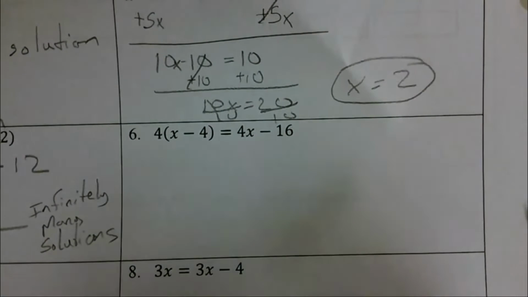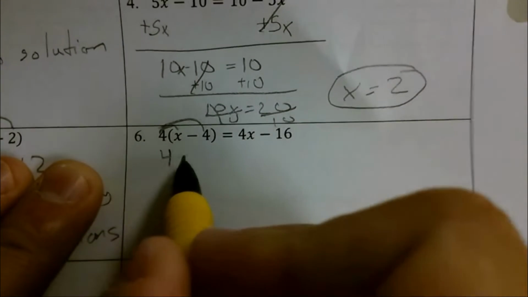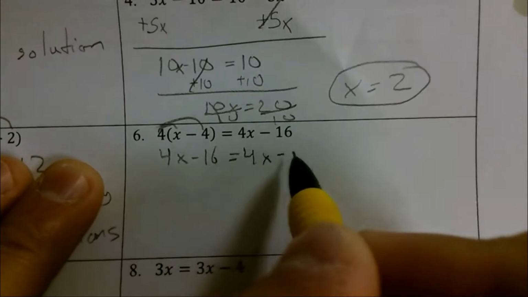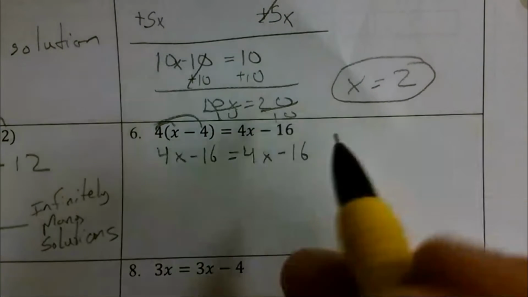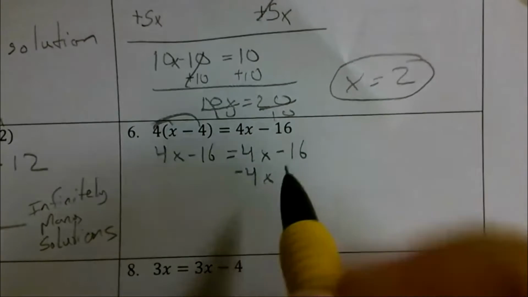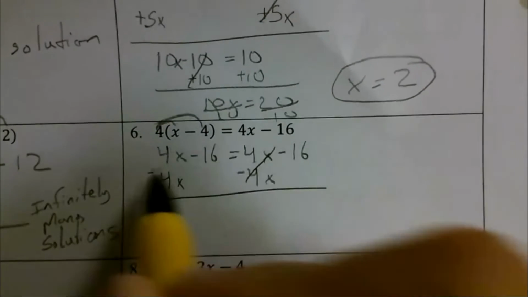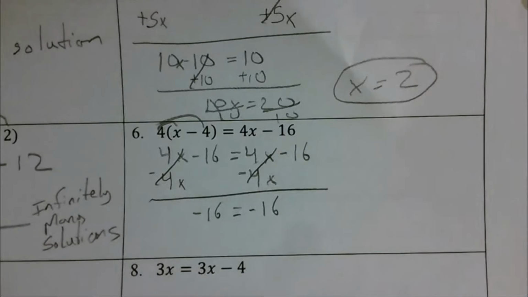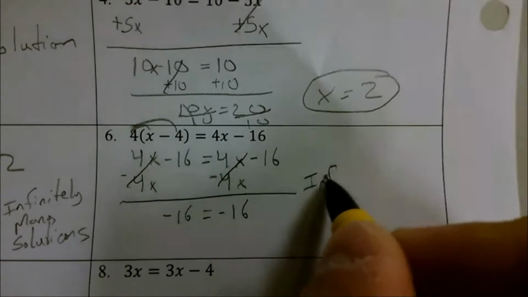Alright, number 6. I'm going to distribute first this 4 to both of these. So I get 4x minus 16 equals 4x minus 16. Again, I'm going to get my x's on one side, get my numbers on the other. These cancel and these cancel. I get negative 16 equals negative 16. And then, since they're the same number on both sides, we have infinitely many solutions.